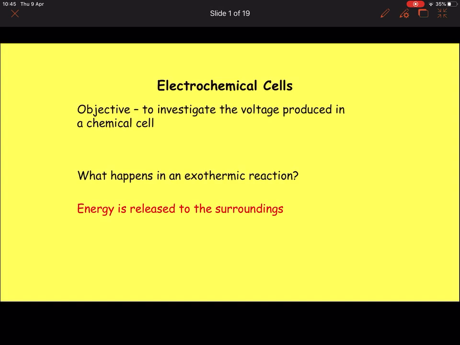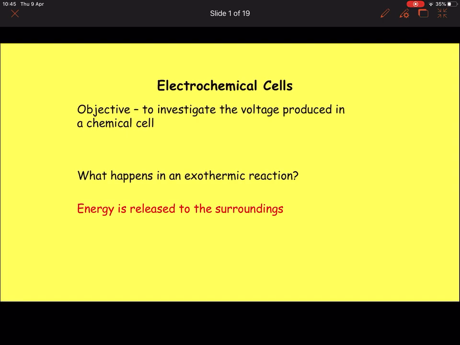So what tends to happen to the temperature of the surroundings? They would increase. So in an exothermic reaction, the temperature of the surroundings would increase. So we've mentioned if we burned a fuel, an exothermic reaction would happen, the temperature of the surroundings would increase. Or we mentioned chemical hand warmers, where the chemicals react and the temperature increases.